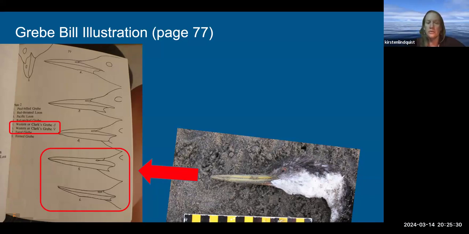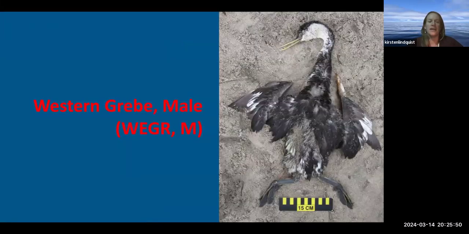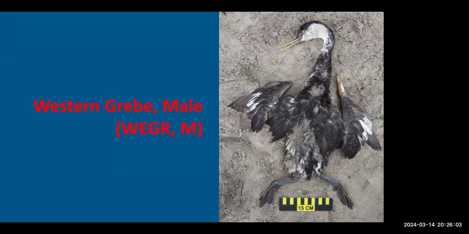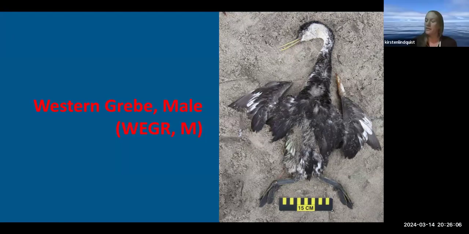So we've just gone through from finding a dead bird on the beach, figuring out what family it was based on the general characteristics, and then keying out to species and sex. We decided number 5, this is a Western grebe and it's a male. So for our coding based on our Beach Watch code sheet, we just found a WEGR and it's a male. That's a quick run through of one specimen.